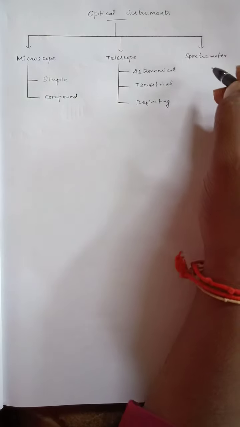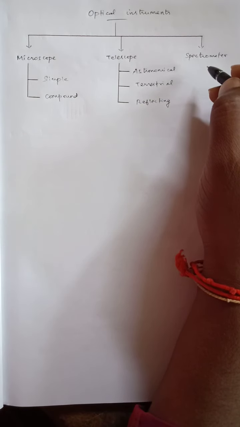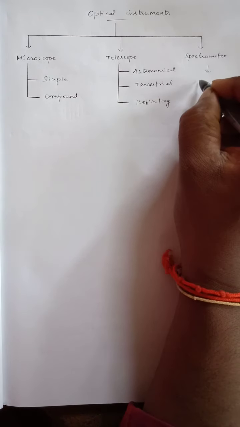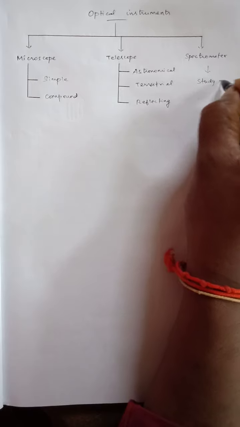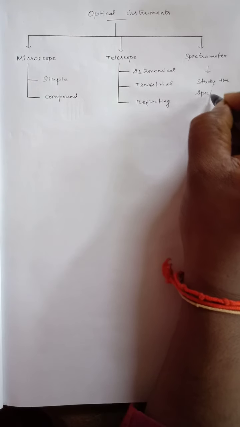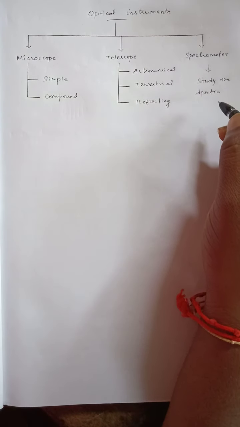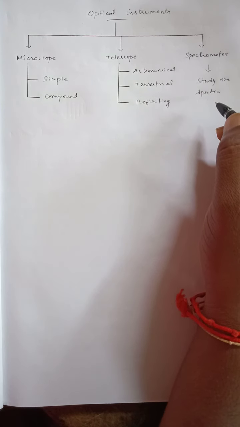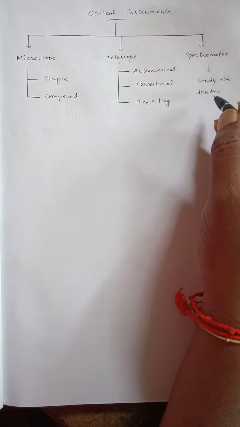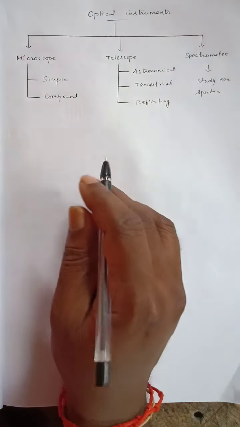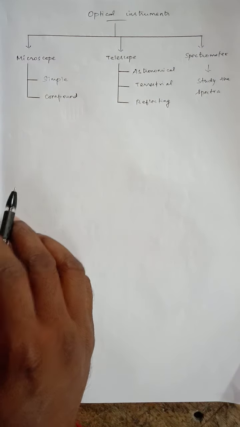Third is the spectrometer. It is an instrument used to study the spectra of different sources of light. Spectrum is the group of colors of light. For example, white light has 7 colors, whose name in short form is VIBGYOR. So we can study the spectrum of the light and also find the refractive index of materials and the wavelength of the colors. Now we'll see the microscope first and then the telescope.